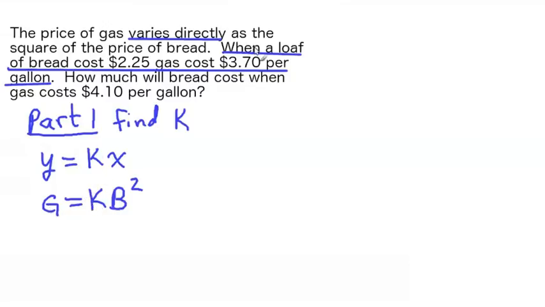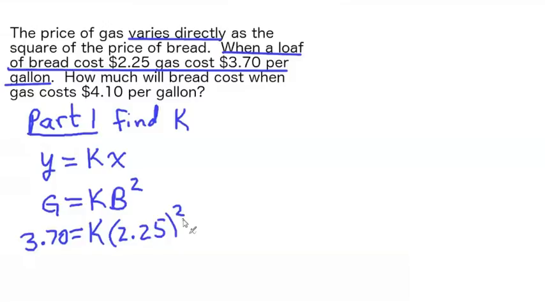So the next part is actually use these numbers they gave us. When a loaf of bread costs $2.25, so here in the bread we're going to put $2.25. And don't forget to square it. The K we don't know yet. And then back up to the problem, the cost of gas was $3.70 per gallon. So over here we're going to get 3.70. So to solve for K, we're going to take the 3.70 and divide by 2.25 all squared. So let's see here, 3.70 divided by 2.25 all squared.